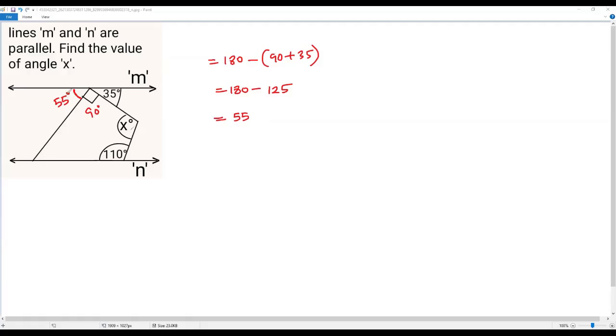Okay, now we can add and check. So the three angles 55, 90 and 35 must add up to 180. So when I add 55, 90 and 35, I'm getting 180. So I'm getting an angle on the straight line.